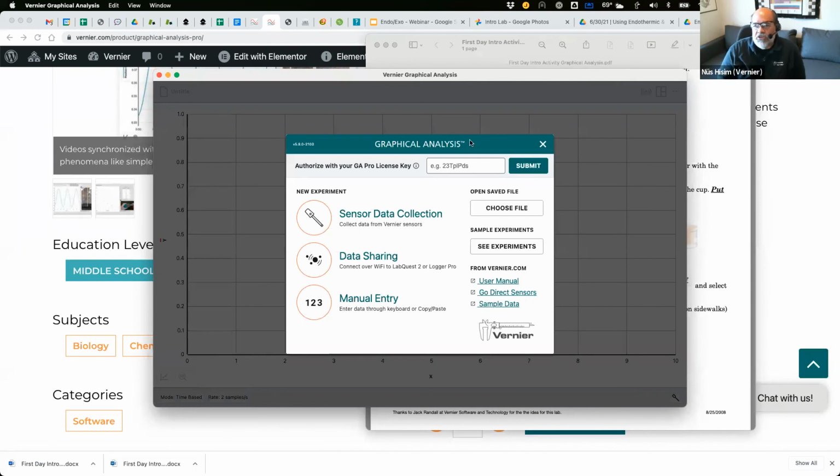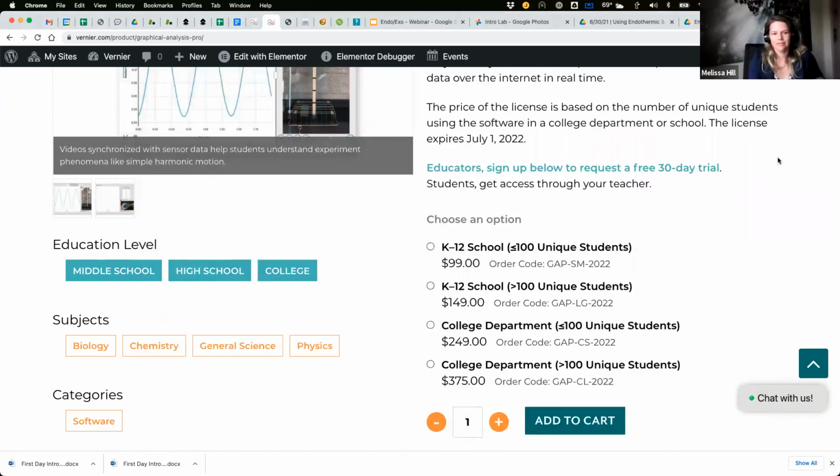So what you would do is, when you re-up your license after July 1st of 2022, you would put a new license key in and you're off to the races for another year. Did that answer the question? Yes, perfect.